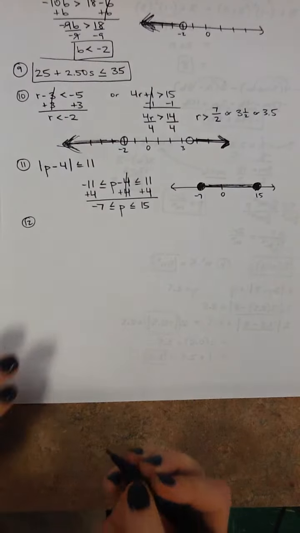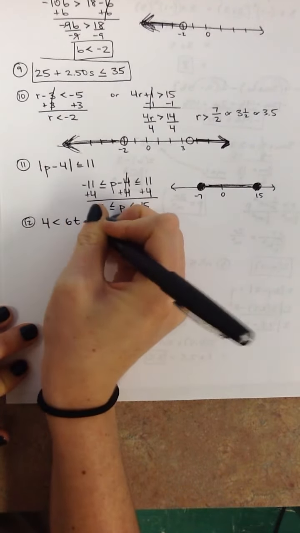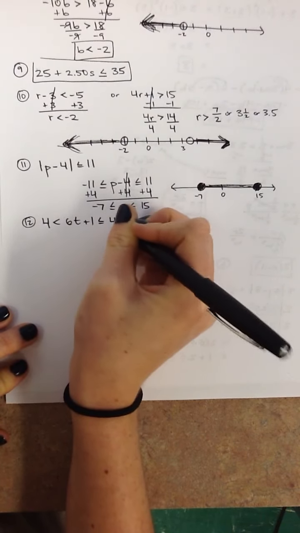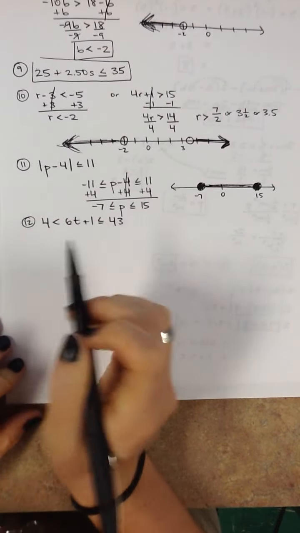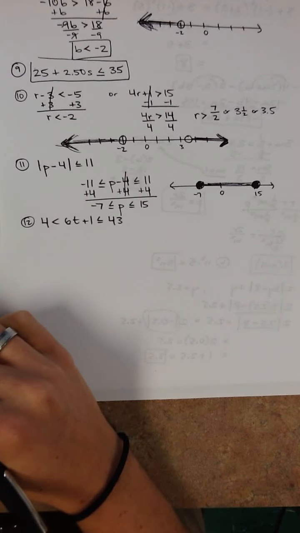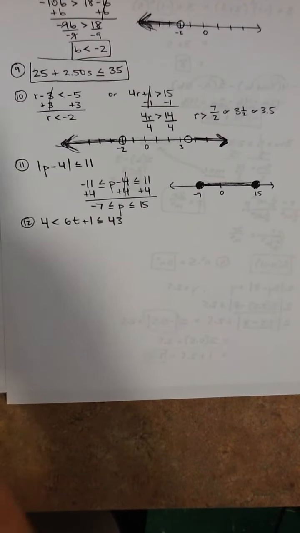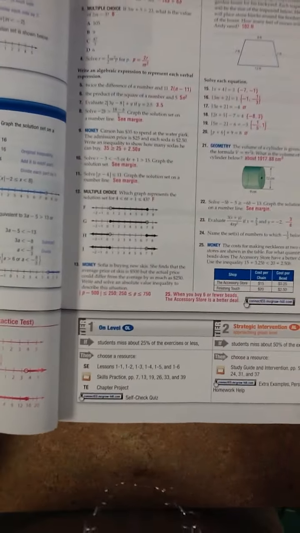Number 12, we've got a multiple choice. It says which graph represents this inequality right here. First of all, this is a three-piece inequality. The three-piece inequalities always look like ands. For this one, I could go through and solve it, just to simplify it up. But let me show you what the book looks like, and we can eliminate some options, because that's really one of the most important things you can do for multiple choice.